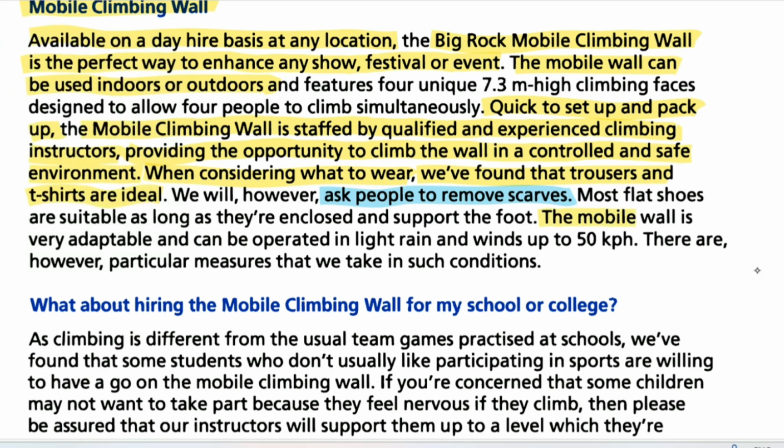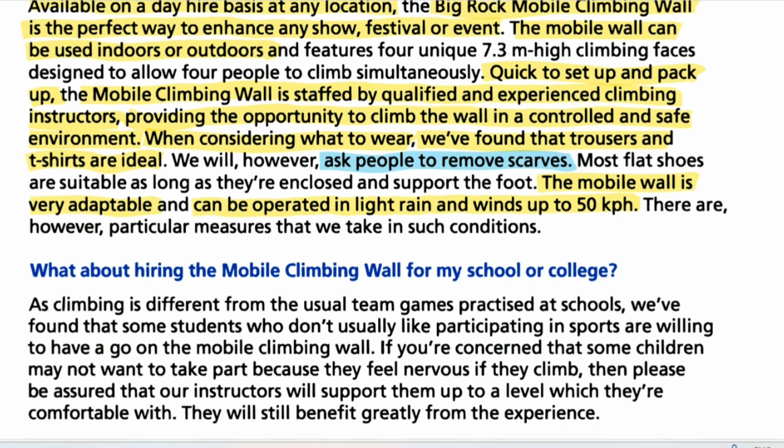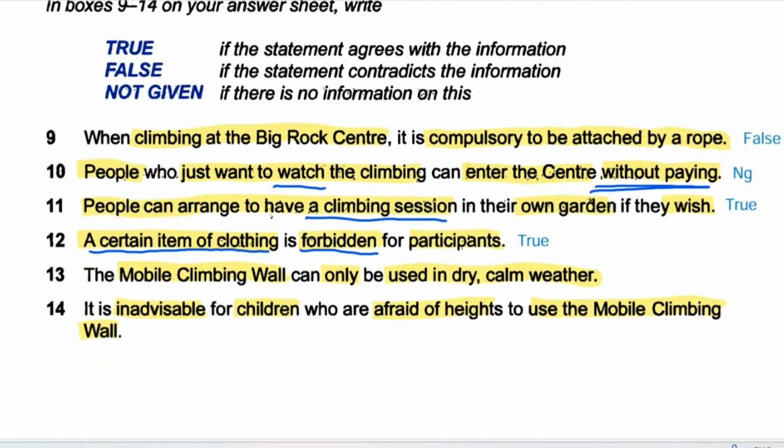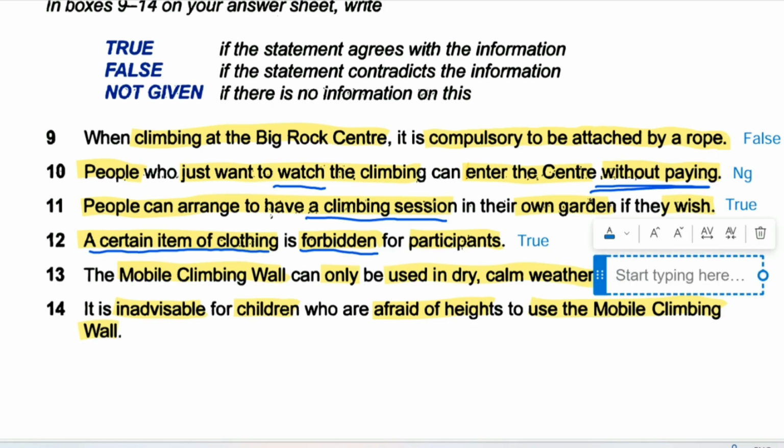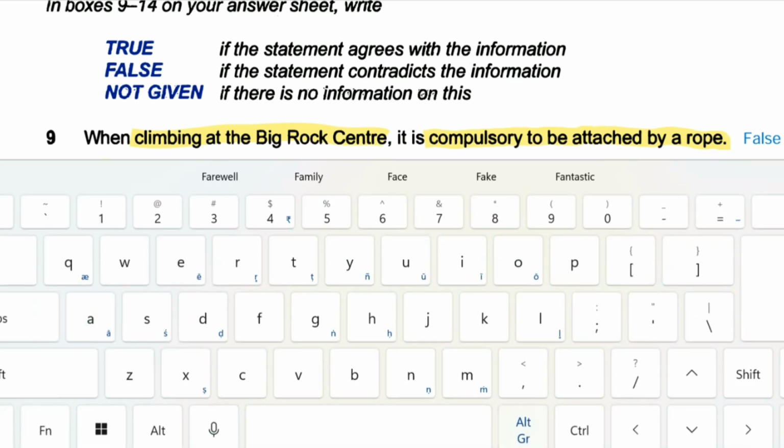We can see here, the mobile wall is very adaptable and can be operated in light rain and winds up to 50 kph. But the question is saying it can only be used in dry and calm weather. So can I say the question and the sentence, they both are contradicting with each other. So therefore the answer is going to be, yes, you've got it right, FALSE.